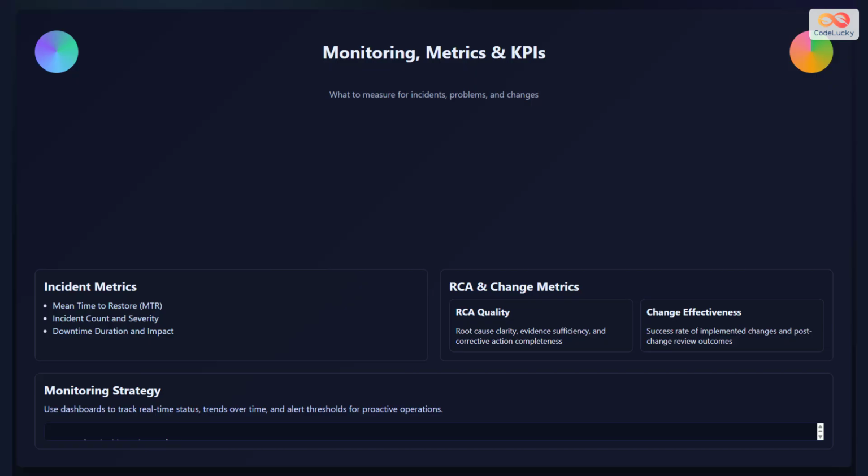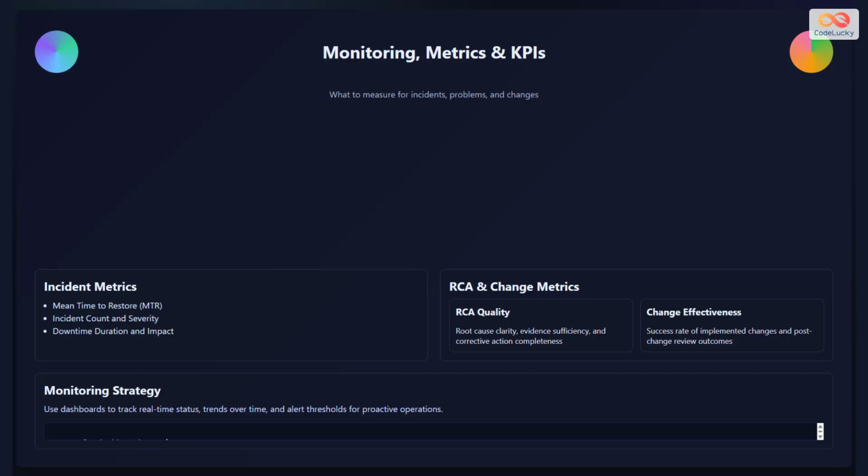Effective incident management requires measurement and monitoring. Key incident metrics include mean time to restore, which measures how quickly services are recovered. Incident count and severity tracking reveal patterns in system reliability. Downtime duration and business impact show the financial cost of incidents.